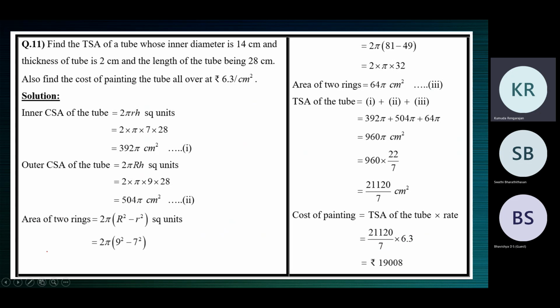Wasn't that simple, children? Is it easy to understand? Yes, ma'am. Yeah, please work. Any questions, ask me. Very important question. You will learn the same thing in 9th standard and 10th standard.